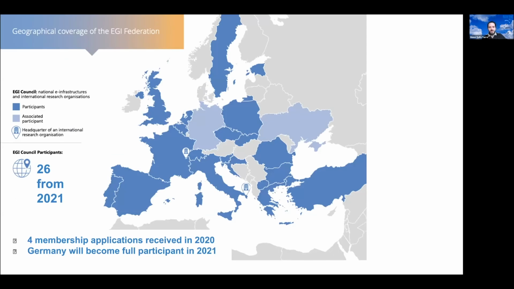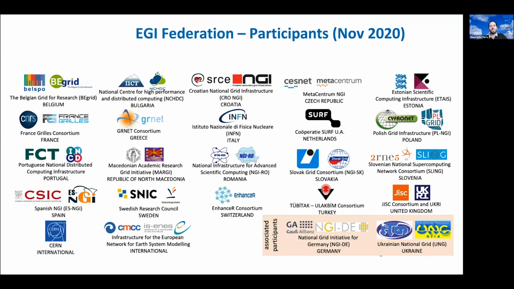What is EGI? The EGI Federation is a pan-European infrastructure that supports a diverse set of disciplinary areas with the computing infrastructure that they need to deal with the massive amount of digital data produced in the experiments and collected from the sensors. From 2021, it will grow up to 26 members, and Germany will become a full participant. The Federation is composed of providers from national and community initiatives, forming one of the largest distributed computing infrastructures for researchers. And just briefly, this is the list of participants of the EGI Federation and their logos.